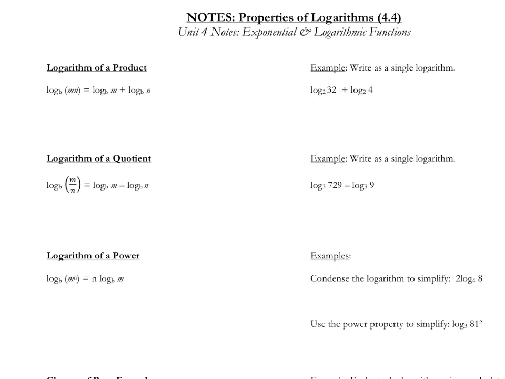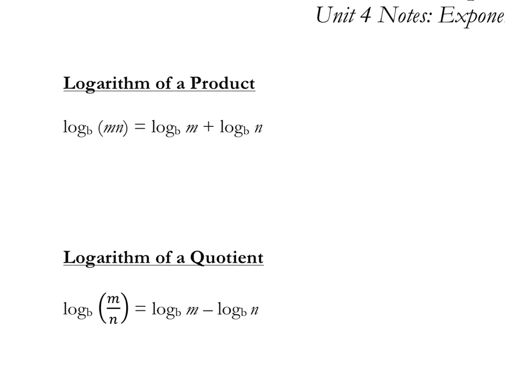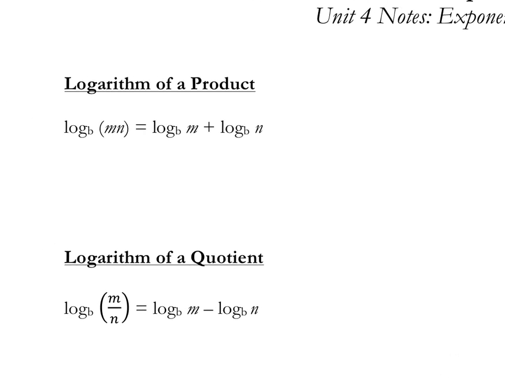All right, so the first one here is the logarithm of a product. And the idea is that when I have the logarithm of a product, I can split them into a sum of two different logs. Now, the rule that this mirrors is the rule that b to the m times b to the n equals b to the m plus n. Now, because logs are exponents, the same rule applies here.